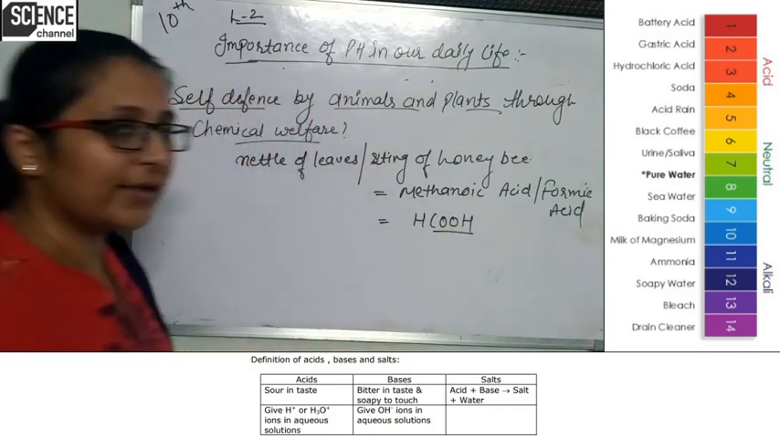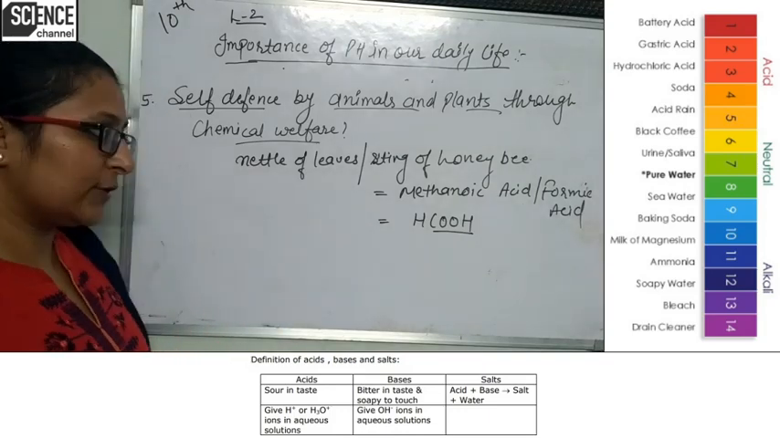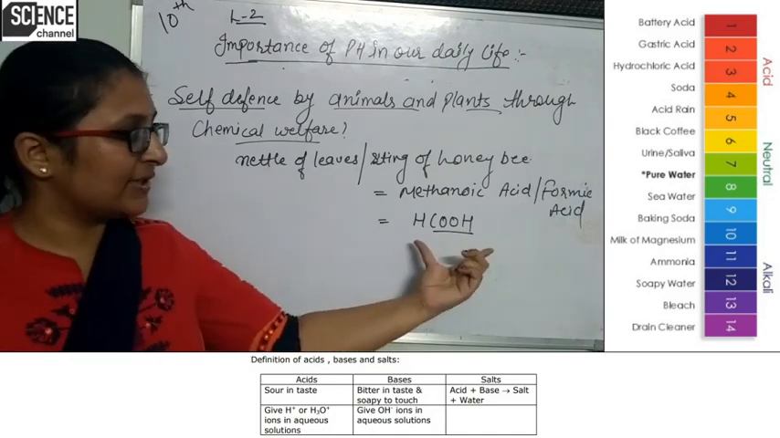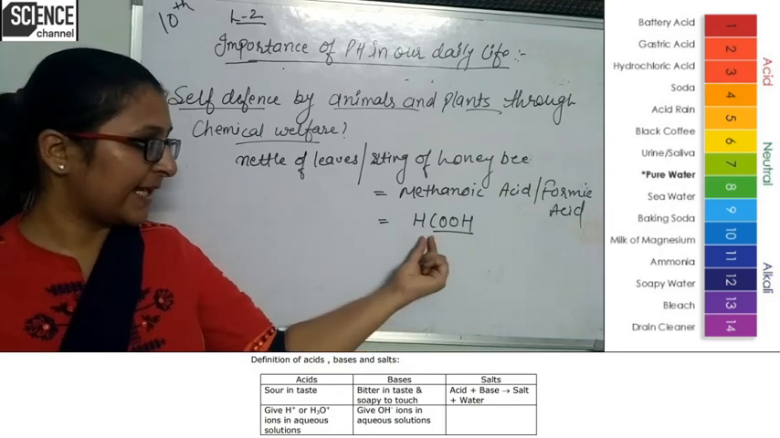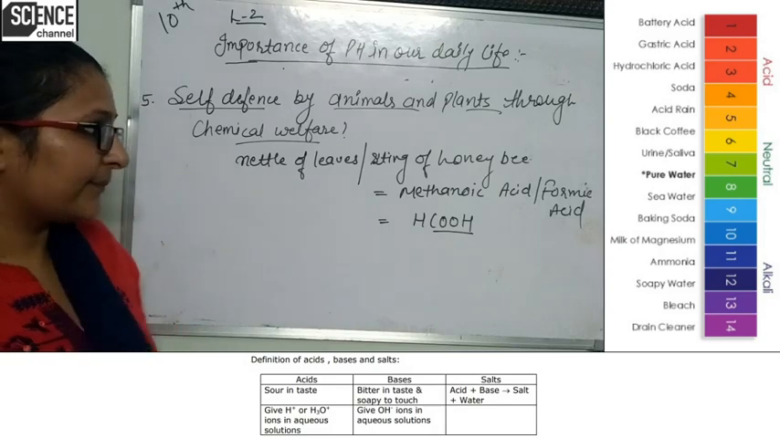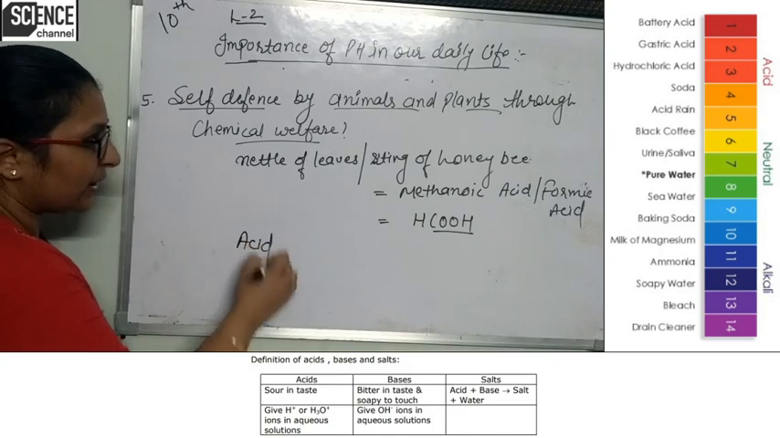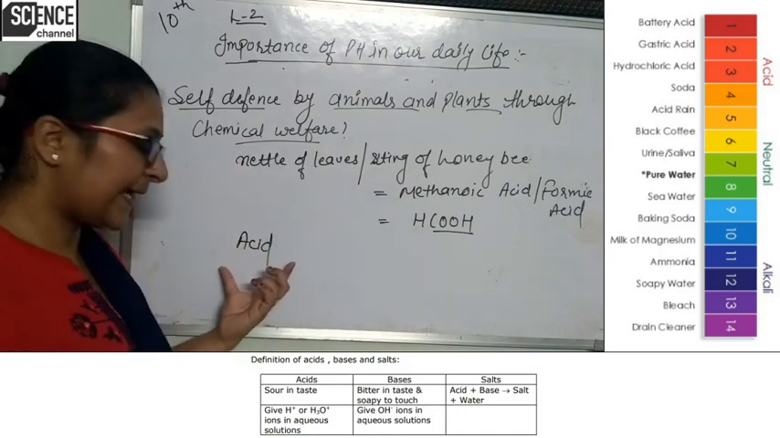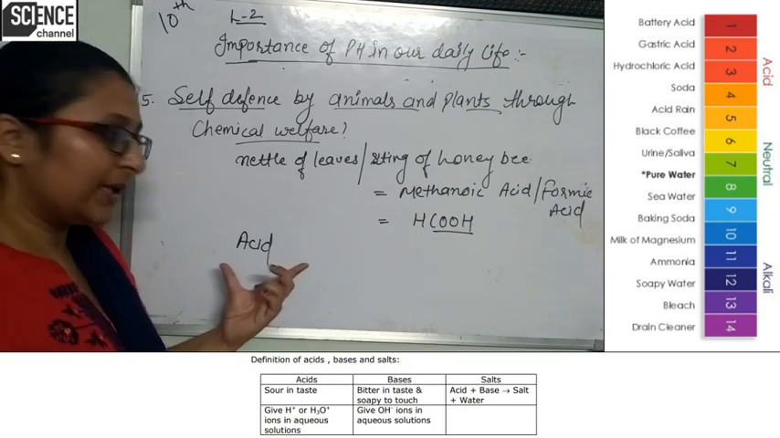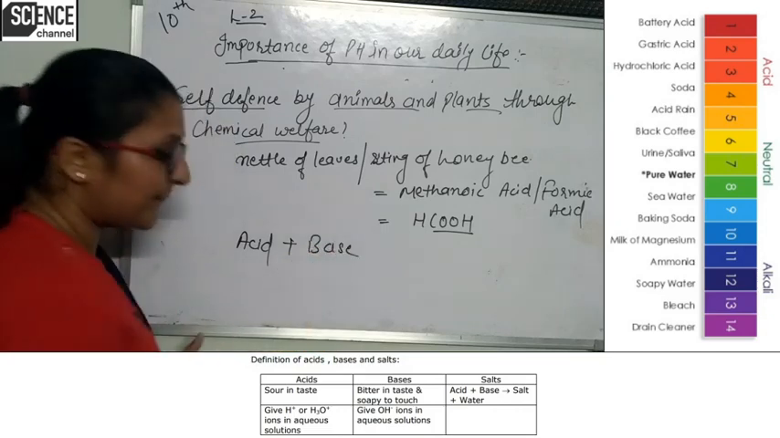That is the most important question. In the sting of a honeybee, which acid is present? We use the words methanoic acid, formic acid, and we also mention the chemical formula, HCOOH. That is the formula of methanoic acid. Then what should we do? In the nettle of leaves or the sting of a honeybee, acid is present, so that's why we feel irritation or pain. Now what should we use? Then we should use a base.